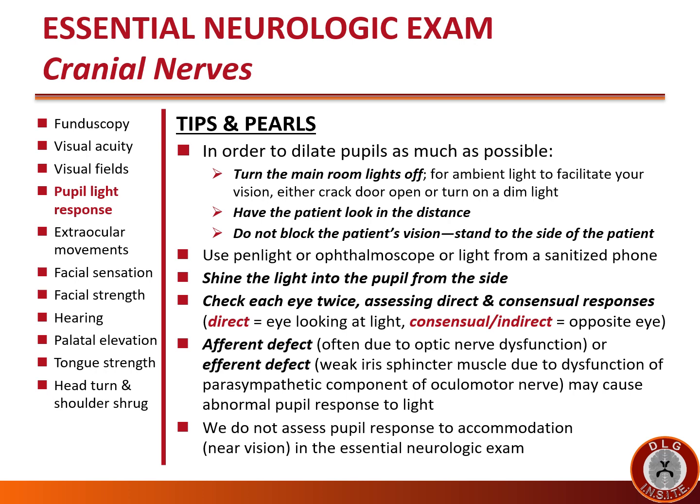Afferent defects, which are often due to optic nerve dysfunction, or efferent defects, which are due to a weak iris sphincter muscle due to dysfunction of the parasympathetic component of oculomotor nerve, may cause abnormal pupil response to light. Note that we do not assess pupil response to accommodation or near vision in the essential neurologic exam.